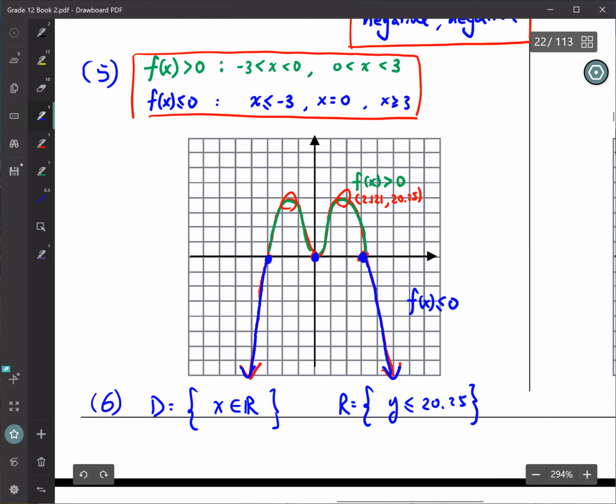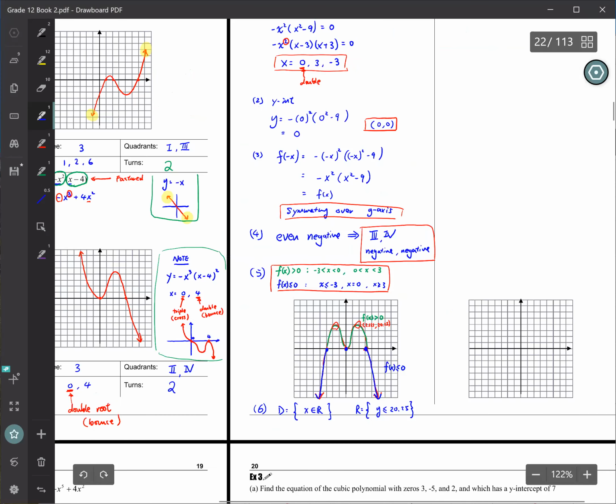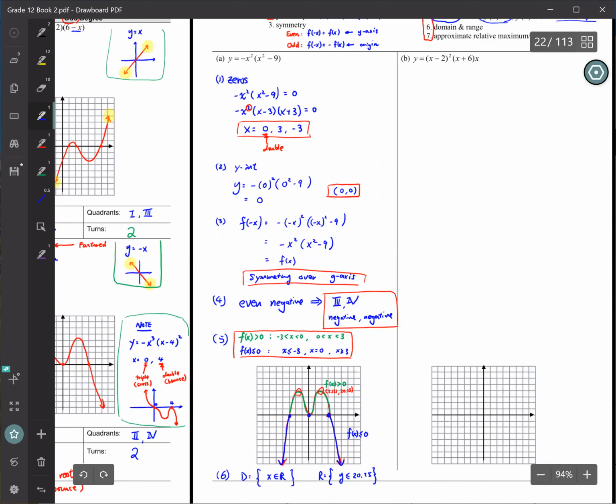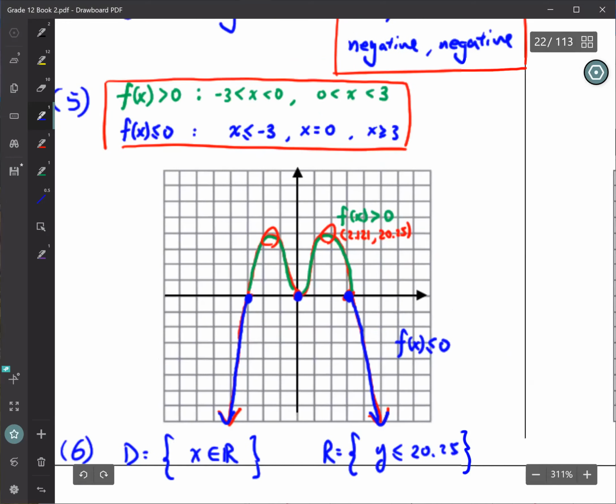Okay, so you need to know the domain, and you need to know the highest place. Next part, number 7. I think maybe we should do number 7 before number 6. Number 7 is talking about maximum and minimum. So it's talking about the highest point, the little bump.